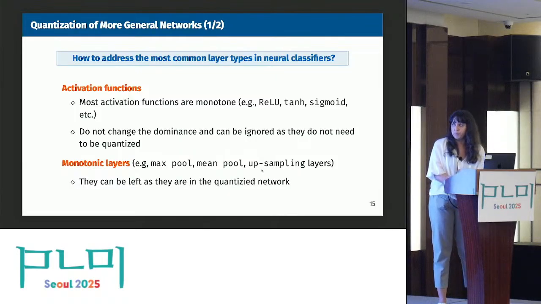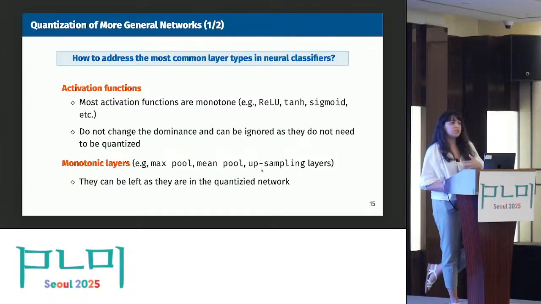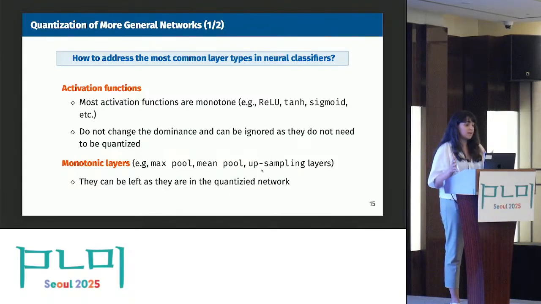So let us now discuss a little bit the limitations and what we need to do in future work. As I have said, our work is limited to only dense layers, and for now we don't address the composition of multiple layers, nor activation functions. So what are the directions that we want to take to address the most common layer types in classifiers?